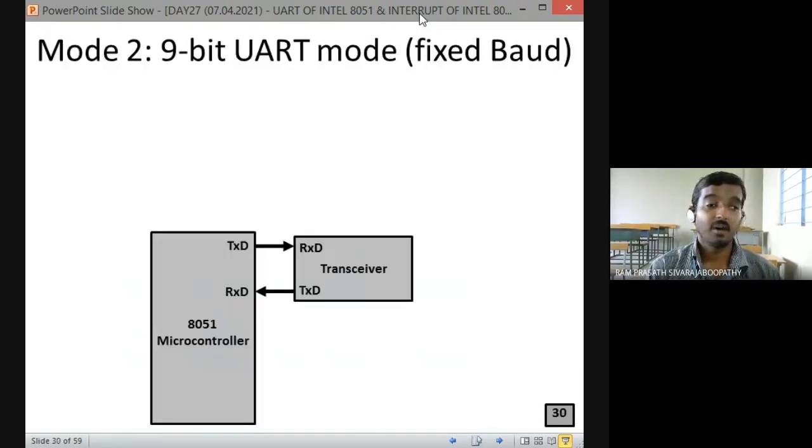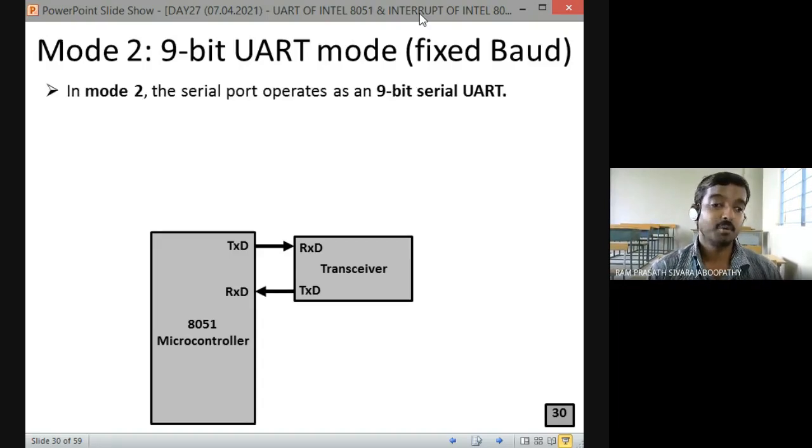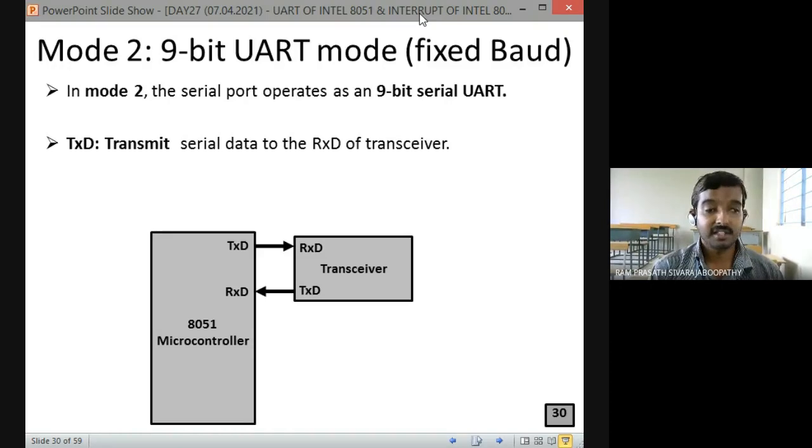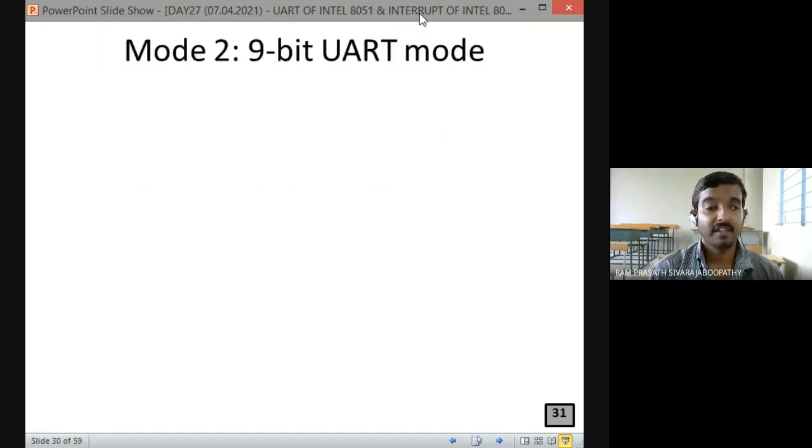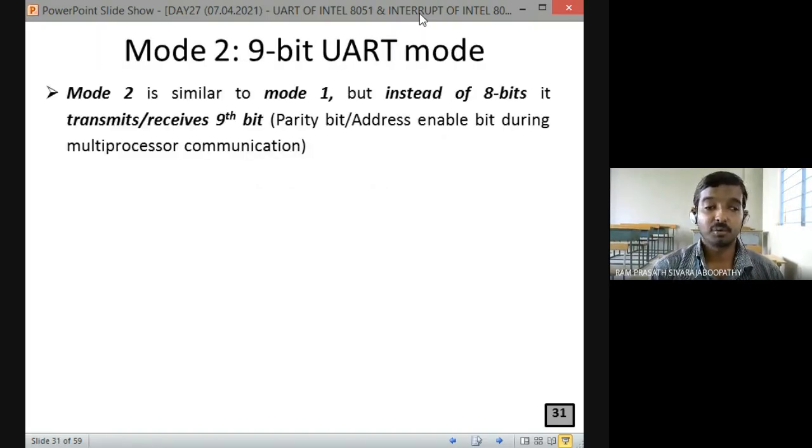Fine. Now coming to mode 2, 9-bit UART. This is same as 8-bit UART except we are going to have the 9th bit. The 9th bit can be used for multiprocessor communication or you can use it for parity check. Odd parity or even parity, you can check. In mode 2, serial port is configured as 9-bit UART. So TXD line should be connected to RXD of the transceiver, and RXD connected to TXD of the transceiver. Mode 2 is similar to mode 1, but instead of 8 bits, it transmits 9 bits. The 9th bit can be either parity bit or address enable bit during multiprocessor communication mode.